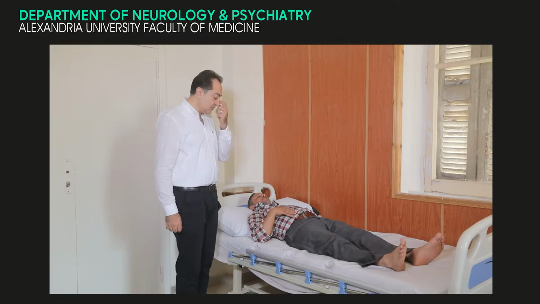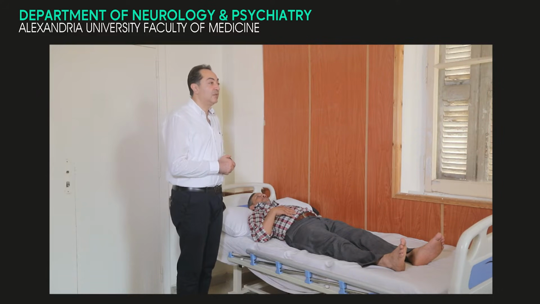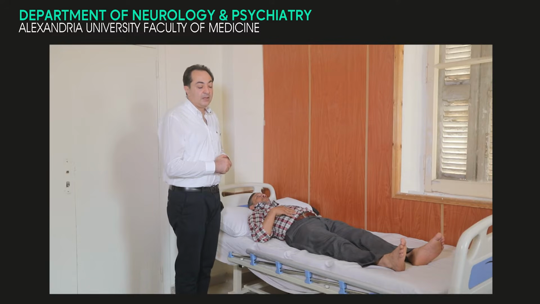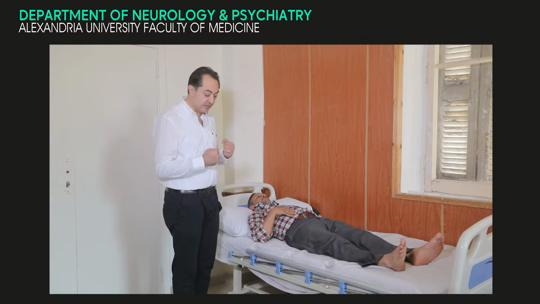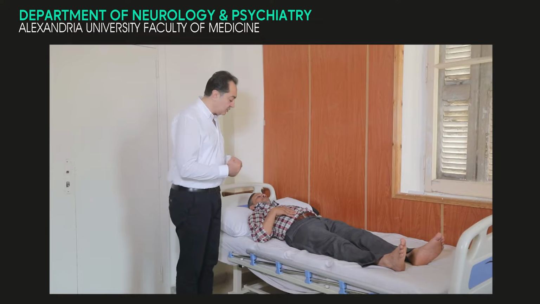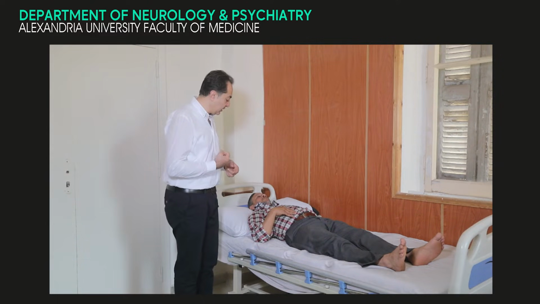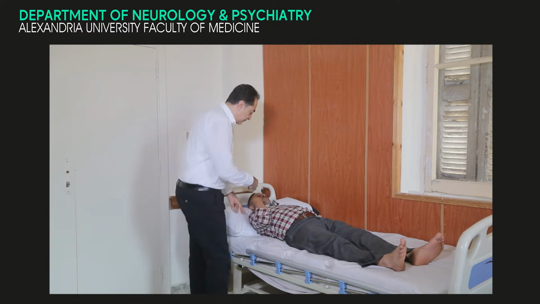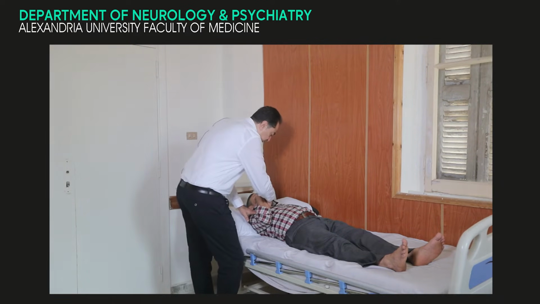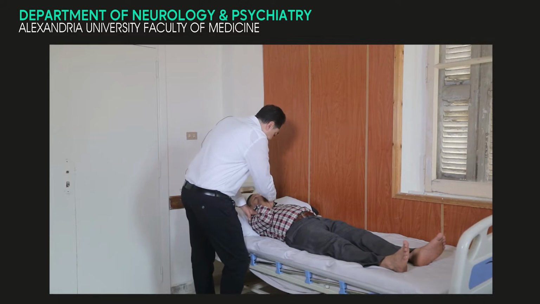The next item is to examine the muscle power. To examine the muscle power, we should ask the patient to do a certain action, and we resist it. For example, to examine the biceps muscle, I should ask him to flex the arm and try to resist this action. Pull your arm toward you strongly, don't let me pull it. This is how to examine the biceps.